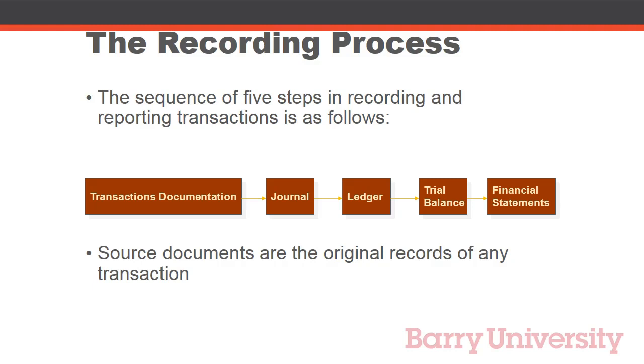We post from the journal to the ledger. We've used T accounts to represent ledger accounts. We prepare a trial balance. The purpose of the trial balance is to make sure that debits equal credits, and then we prepare the financial statements. In Section 1, we briefly looked at the balance sheet or statement of financial position. There are 3 primary financial statements: the income statement, the balance sheet, and statement of cash flows. The income statement is always prepared first.